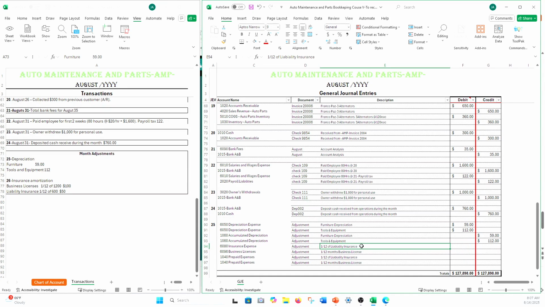So we say that we pay $1,200 for the business license. Divide by 12: $1,200 divided by 12 is $100 per month. So we say business license, $100 debit, because that's the portion that we expense in August. We don't expense the $1,200, we expense just $100.